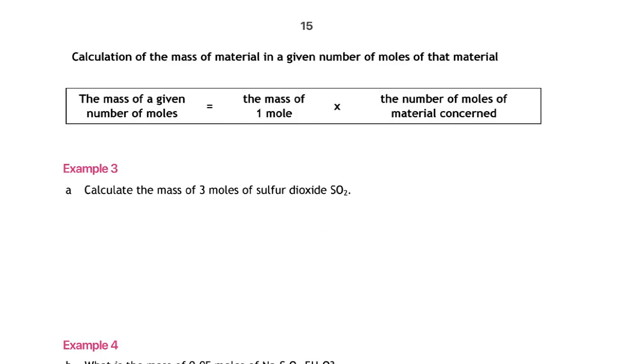Alright, now we have a reverse problem where we have to calculate the mass of something knowing the moles of it. Well, sulfur dioxide, the MR we still need to know because we're still using the equation: moles equals the mass over the MR. If I figure out the MR for sulfur dioxide, then I can easily find out the mass for 3 moles of sulfur dioxide.